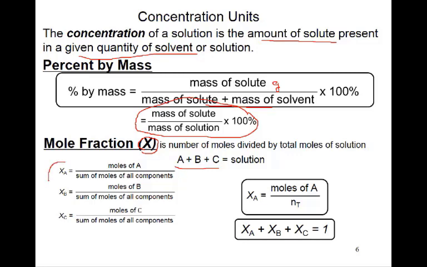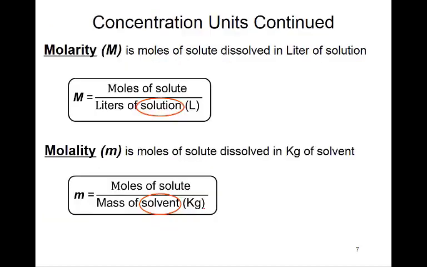You can calculate the mole fraction of each component by the same formula: moles of component A divided by the total number of moles gives you the mole fraction. And when you add all the mole fractions, the total will be equal to 1. This is also an important formula. We already calculated the mole fraction in the previous module also, if you remember.